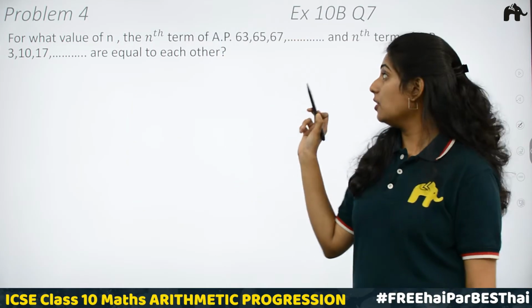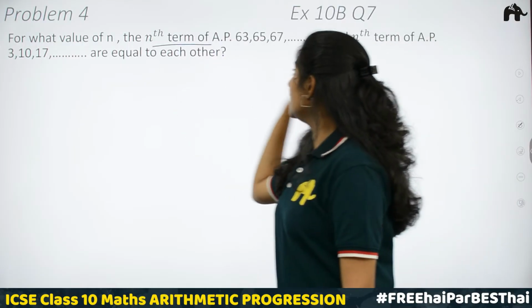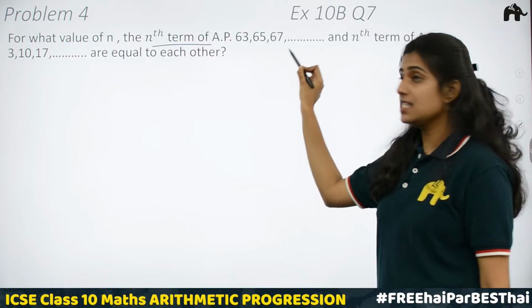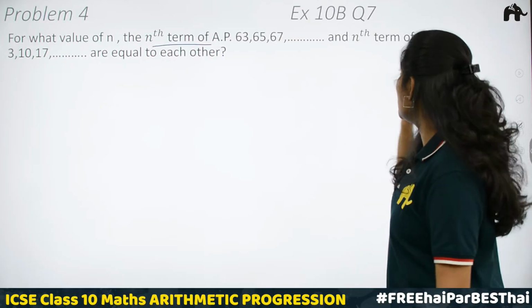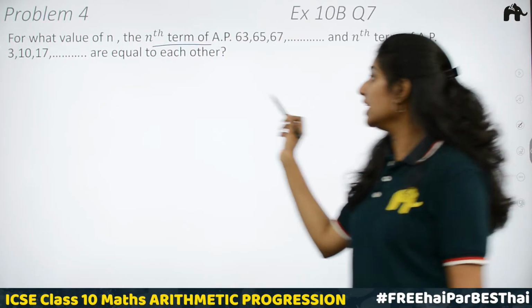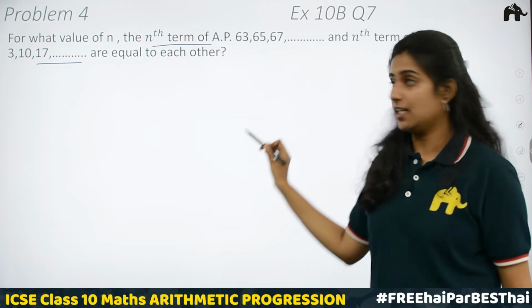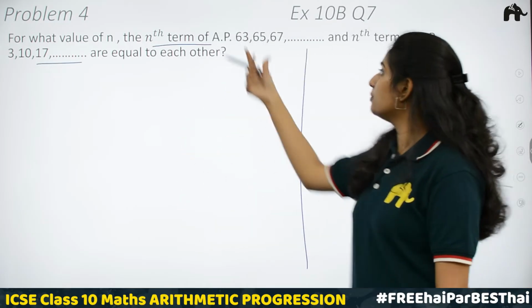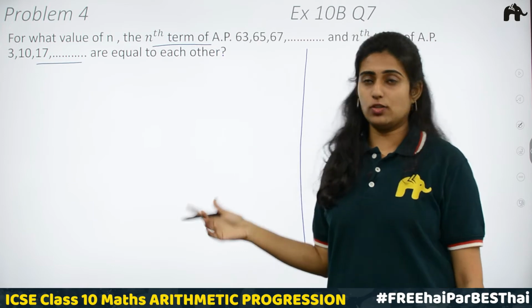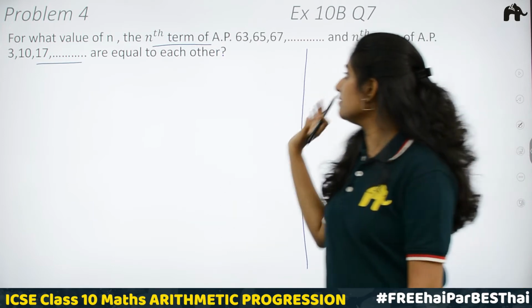Next, problem 4, question 7 of exercise 10B. For what value of n the nth term of AP 63, 65, 67 etc. and the nth term of AP 3, 10, 17 etc. are equal to each other. Nth term of both these APs are equal. This is given.